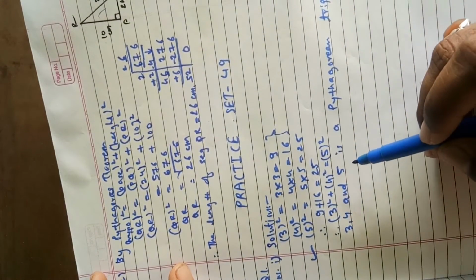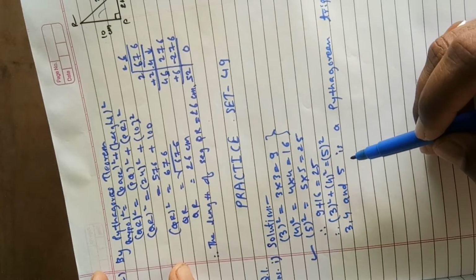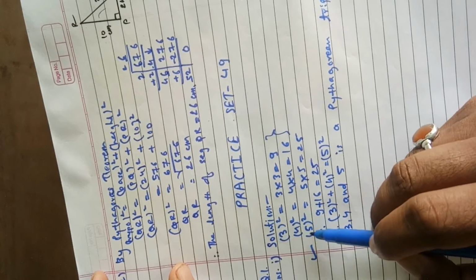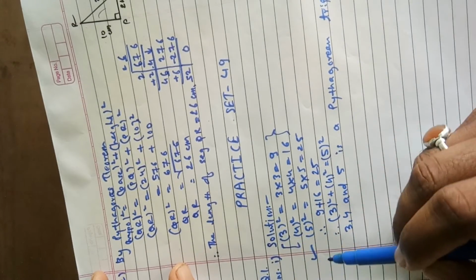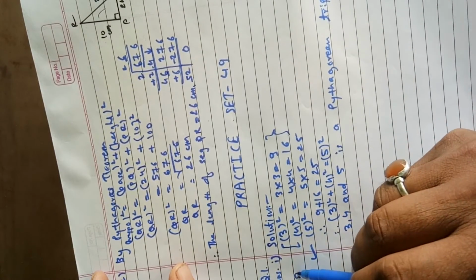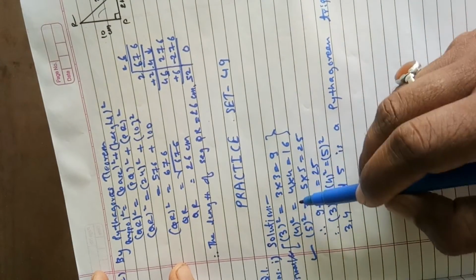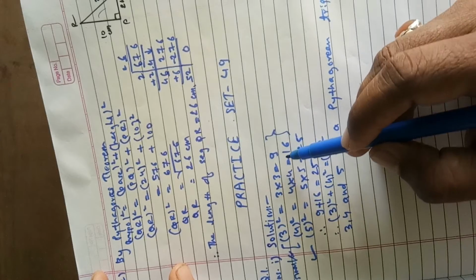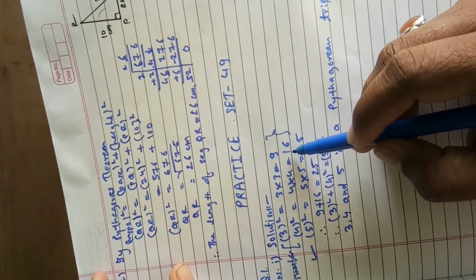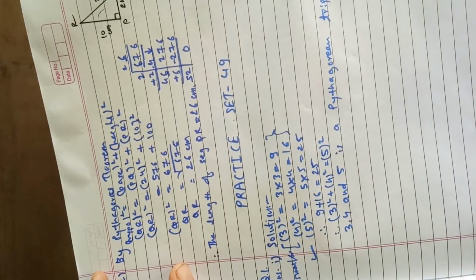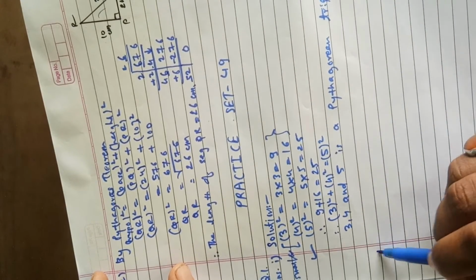What is the central idea to find the Pythagorean triplet? See the smaller numbers out of these 3, 4, 5. So 3 and 4 are the smaller numbers. The sum of the squares of these numbers should be equal to the square of the bigger number. Okay, it's very simple. Now one more example we'll see. That's example number 2.